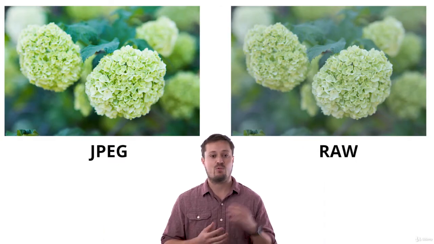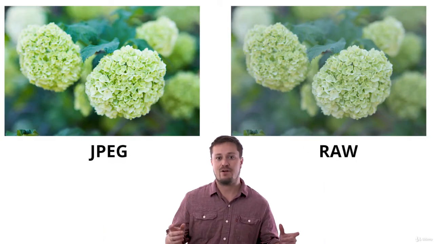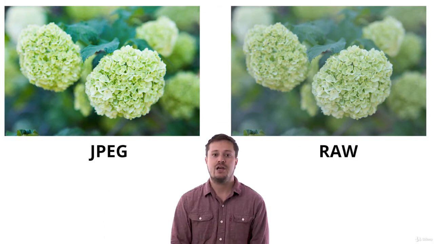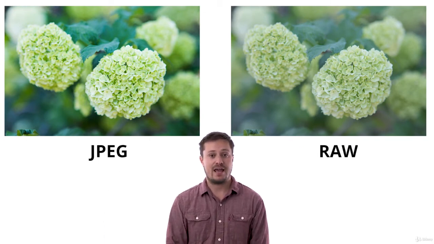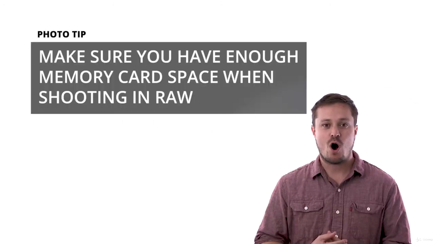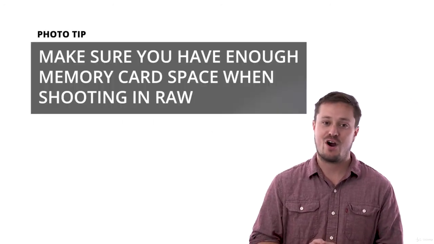Here's an example of what a RAW image looks like straight out of the camera versus what a JPEG image looks like straight out of the camera. You can see how the RAW image is more flat and ready for post-editing, while the JPEG image is already processed. When you shoot in RAW, you have to be prepared to edit your photos to make them the best they can be. You will always need to make sure that you have enough card space.